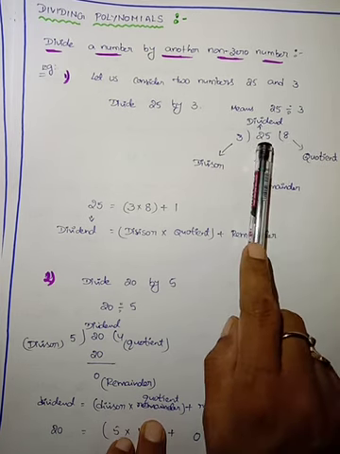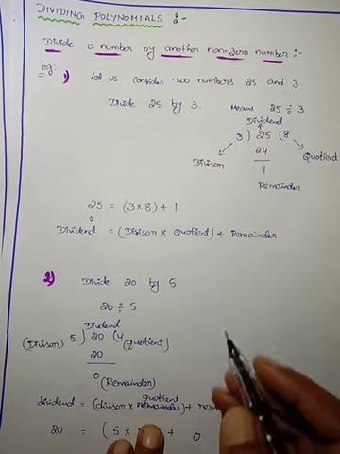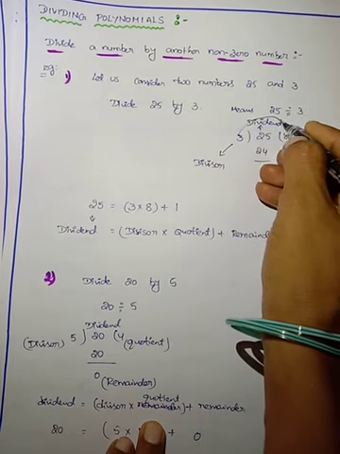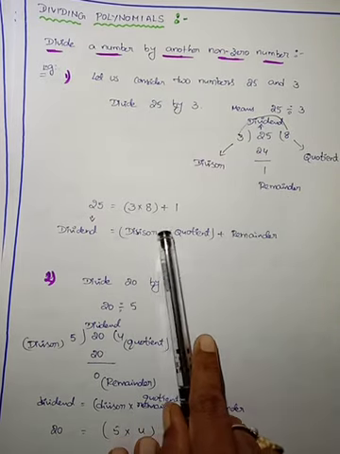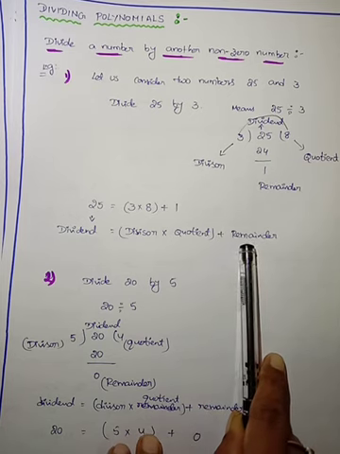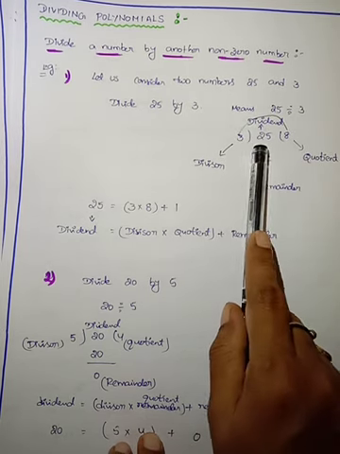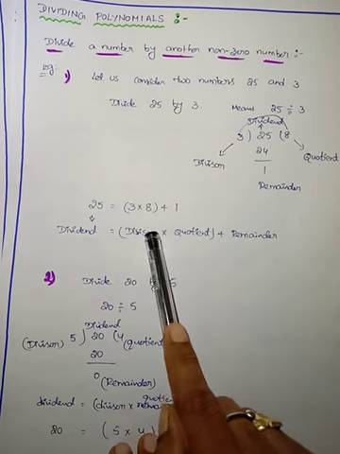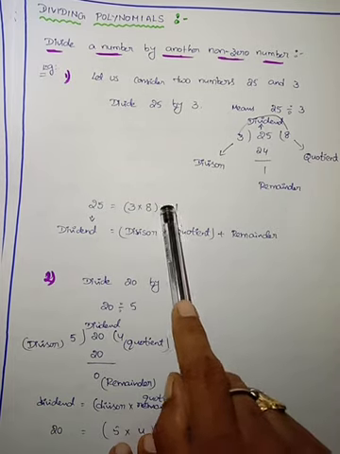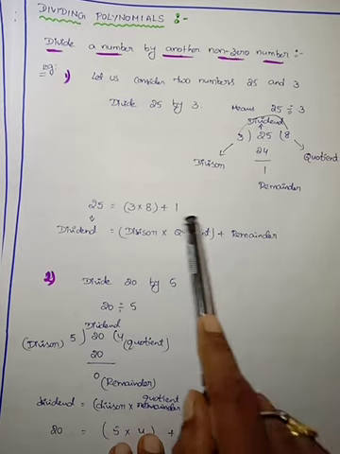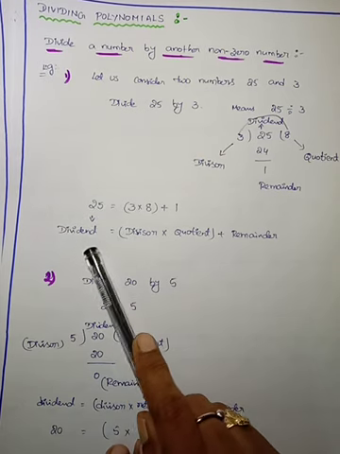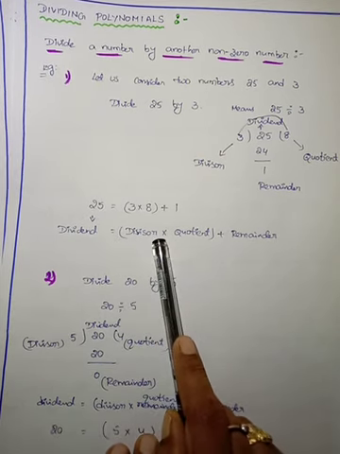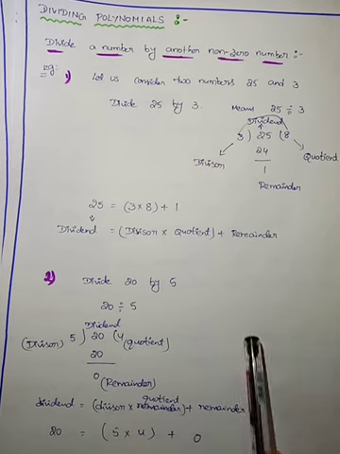Dividend is equal to divisor into quotient plus remainder. What is the dividend here? 25. What is the divisor? 3. What is the quotient? 8. What is the remainder? 1. 3 eights are 24, plus 1 is equal to 25. So, dividend is equal to divisor into quotient plus remainder.